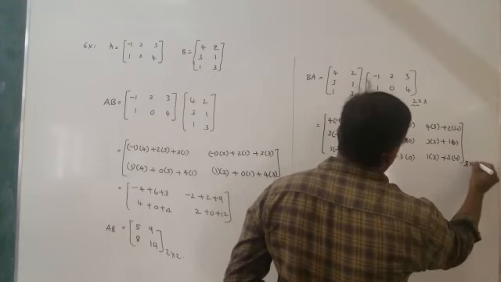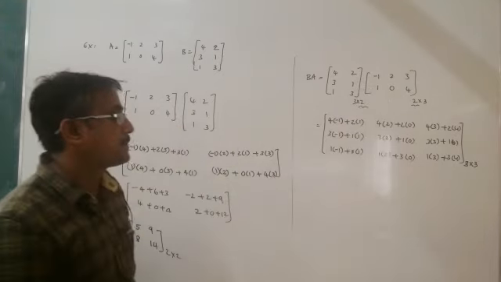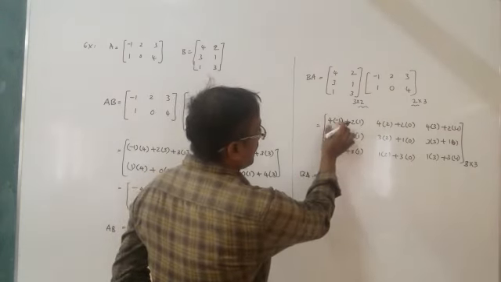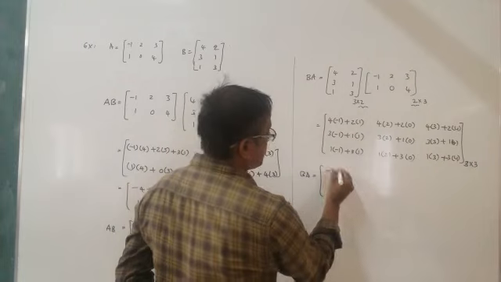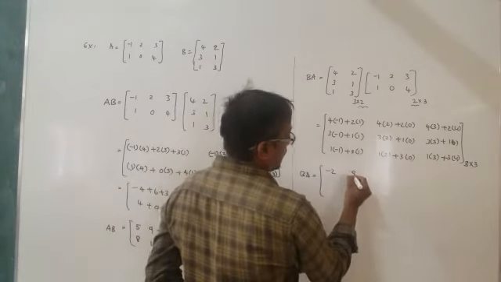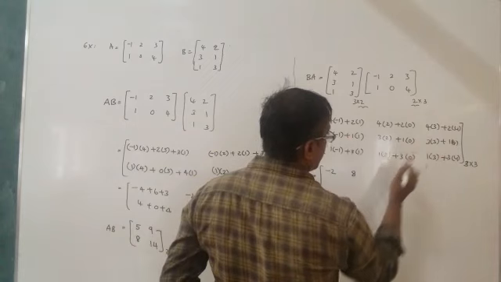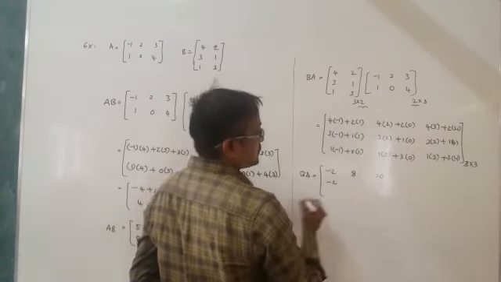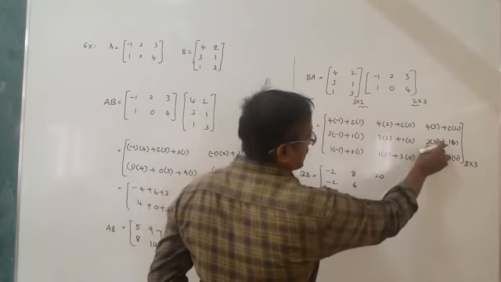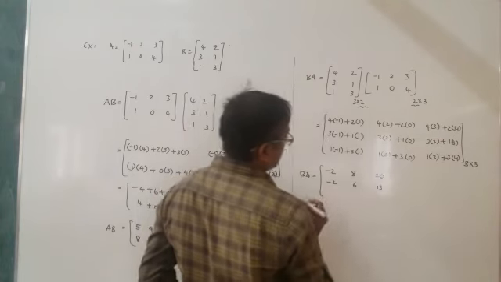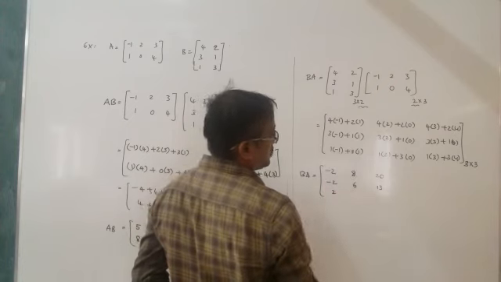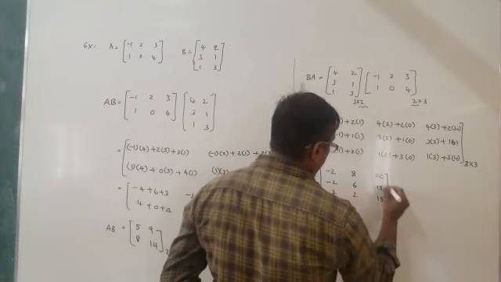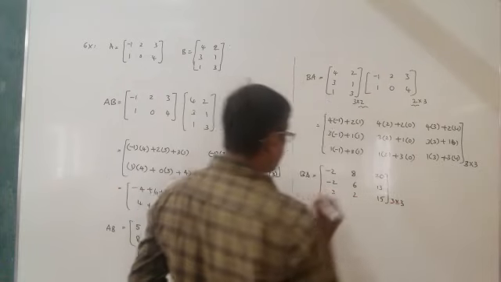Now it is a matrix of order 3 by 3. So BA is equal to matrix minus 4 plus 2, it will be minus 2. 8. 12 plus 8, 20. Minus 3 plus 1, minus 2. 6. 9 plus 4, 13. Minus 1 plus 3, 2. 2. 12 plus 3, 15. It is a matrix of order 3 by 3.